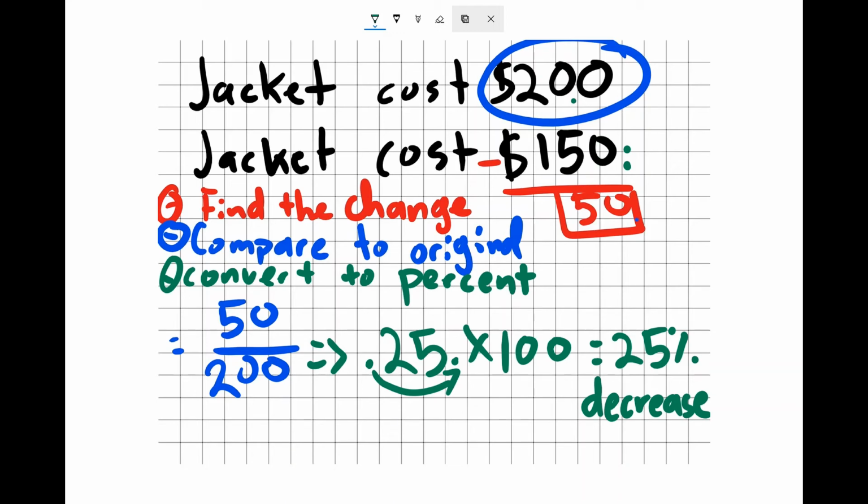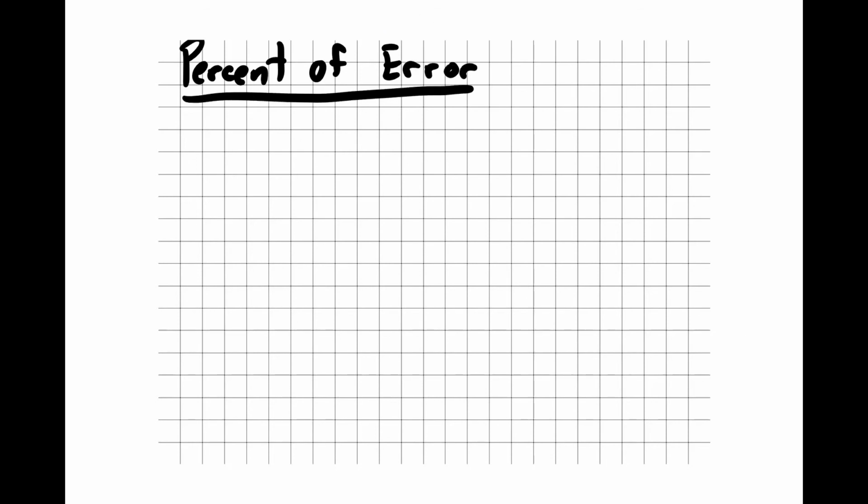Now let's look at one more section that you will find in your problem that is very similar but has one key difference. That would be the percent of error. You use a percent of error when you are trying to estimate or when you are trying to predict something.